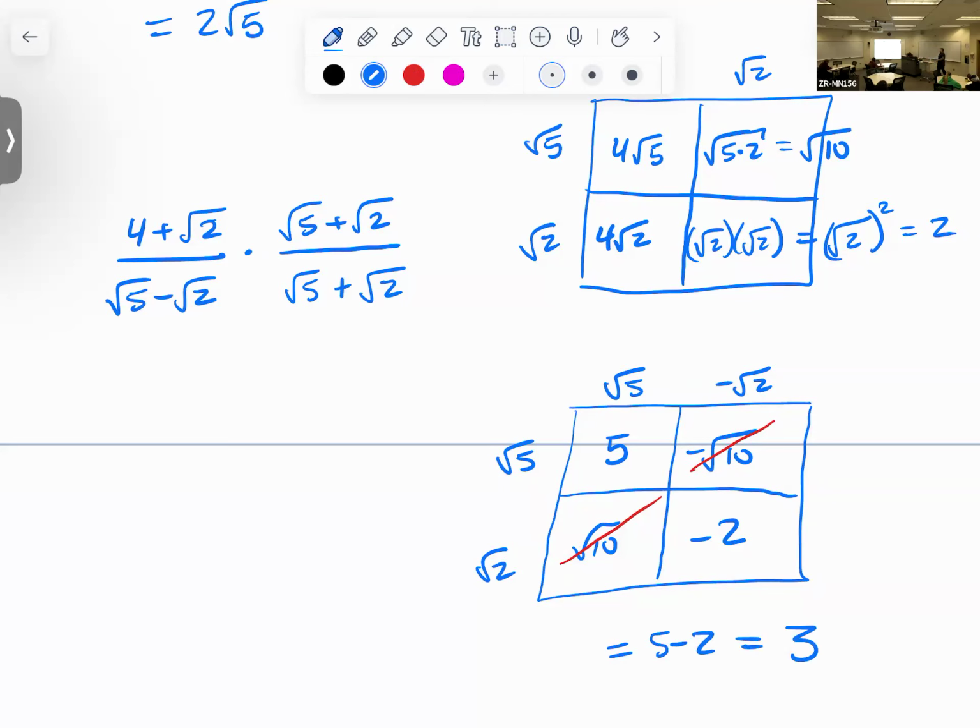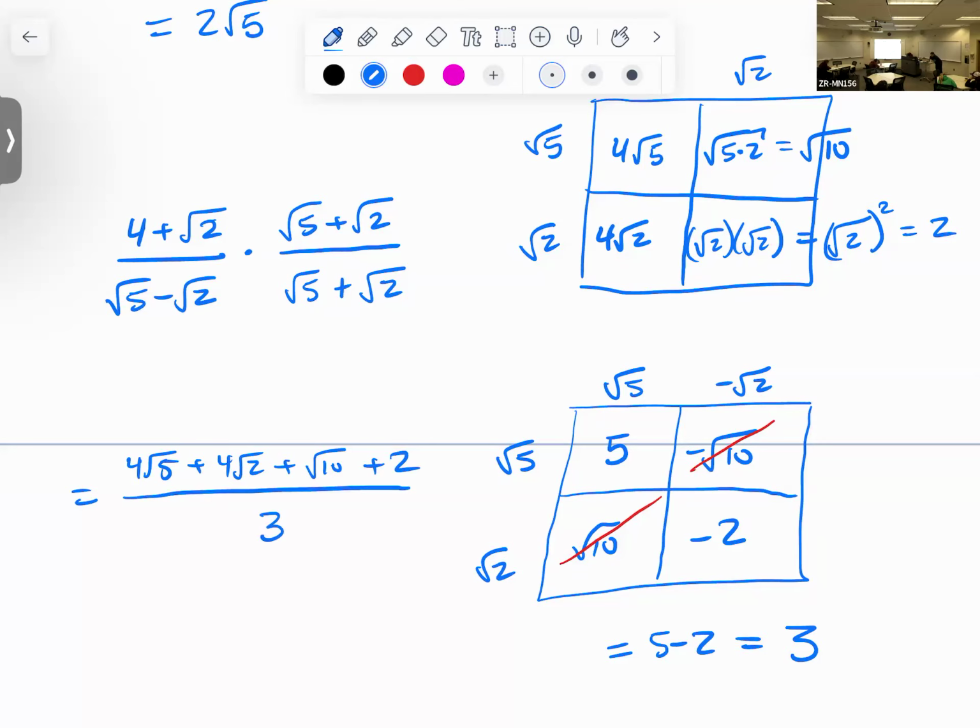So this is the denominator box. Notice the denominator is now 3. Any radicals left? No, we have successfully rationalized the denominator. All right, so let's write it out. The top one is a bit of a mess. We have 4 root 5 plus 4 root 2 plus root 10 plus 2, all over 3.